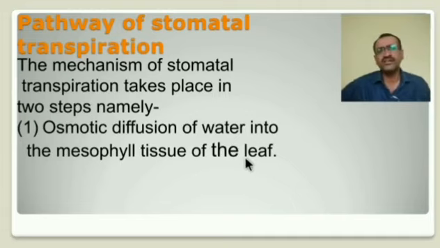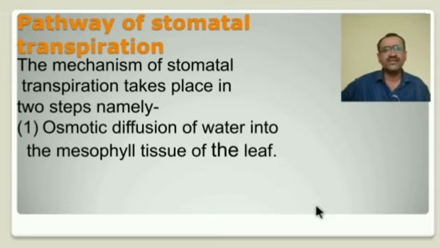What is meant by osmotic diffusion? Osmotic diffusion is nothing but the diffusion that takes place in a living cell, by osmosis or due to the osmotic pressure. Osmosis takes place only when there is a semi-permeable membrane. So osmotic diffusion of water into the mesophyll tissue of the leaf is the first step.